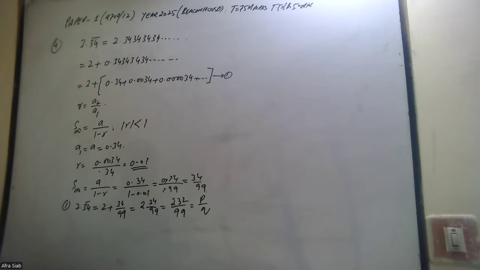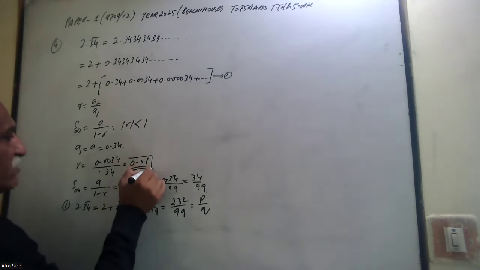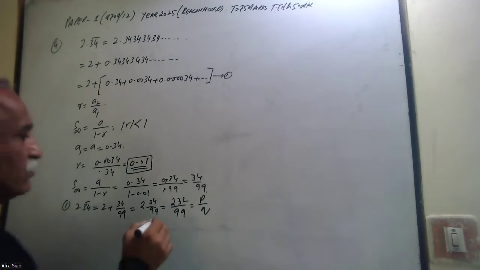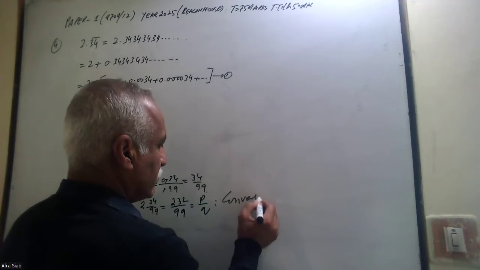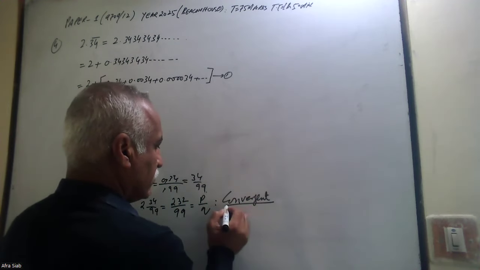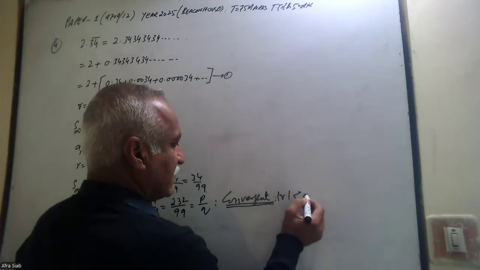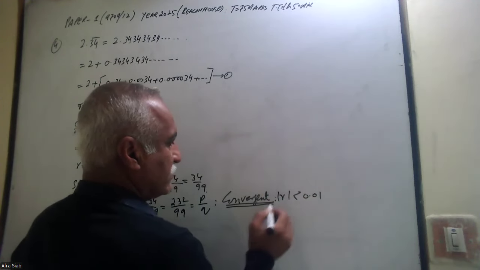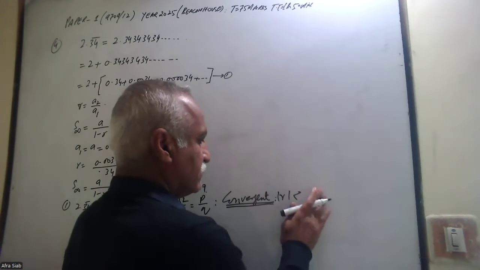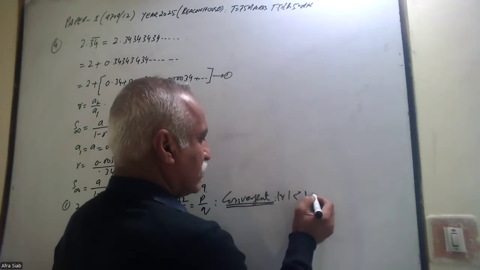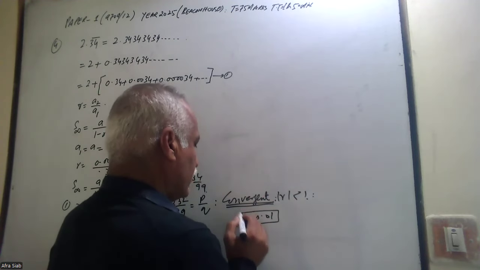Since the R value is less than 1, which is 0.001, it is called a convergent series. As the R value is less than 0.1 there, because the R value is equal to 0.01.